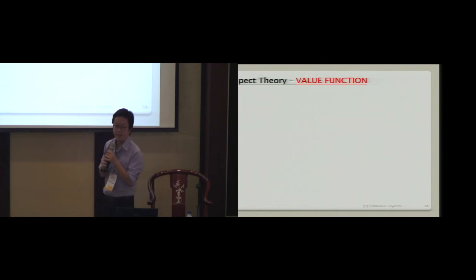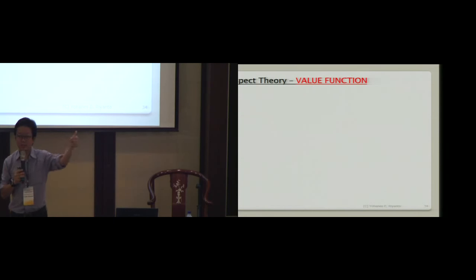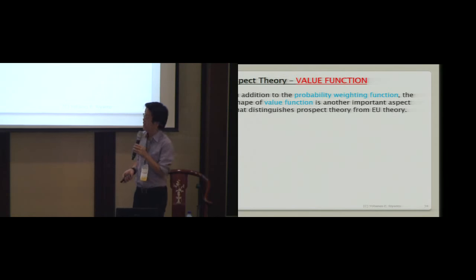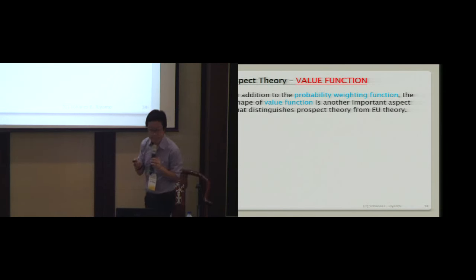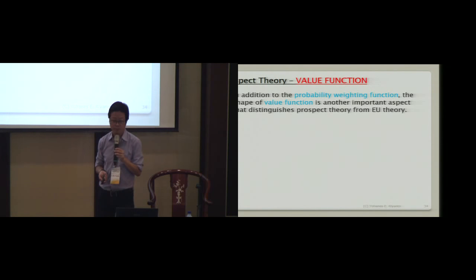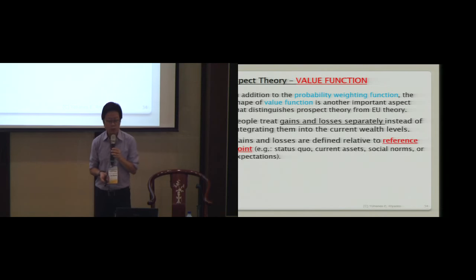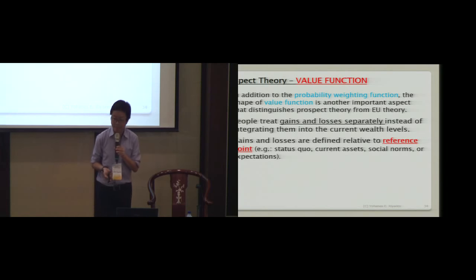So the last one I come to. To repeat, the first one is attitude towards gains and losses. The second is the reference point. The third one is decision weighting. We put everything together, we get the value function. So what is the value function here? In addition to the probability weighting function, the shape of the value function is another important aspect that distinguishes prospect theory from expected utility. Because people have different attitudes towards gains and losses, and reference points matter.